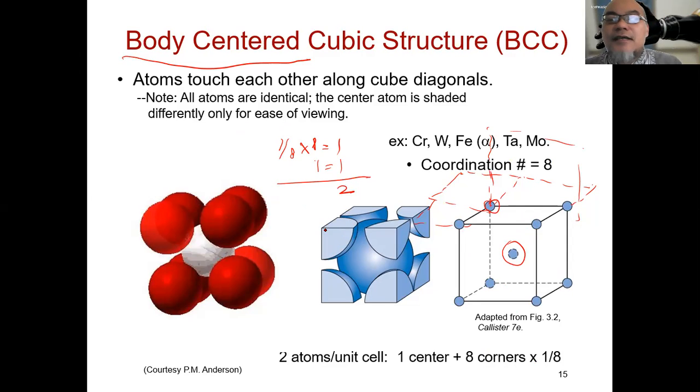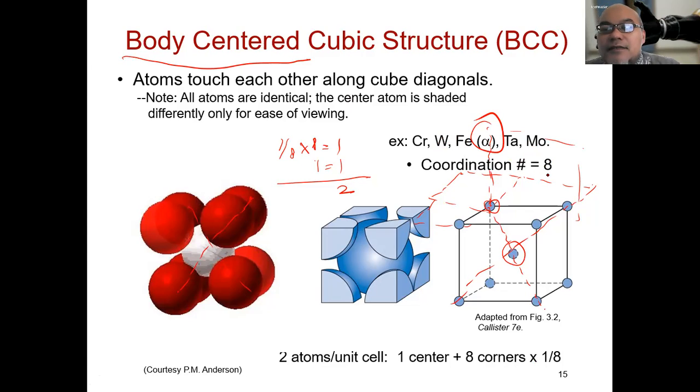So in this case, the packing happens along the cube diagonal. So along this cube diagonal. Here, if it is drawn like this, from this atom, along that cube diagonal, the atoms touch each other. So here all atoms are identical. The center atom is shaded differently only for ease of viewing. Typical examples are chromium, tungsten, iron in its alpha phase, tantalum, and molybdenum.